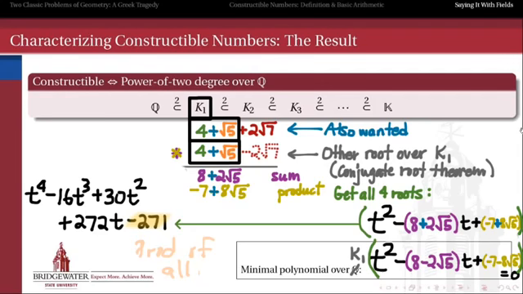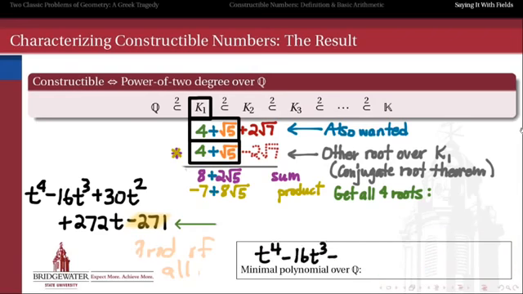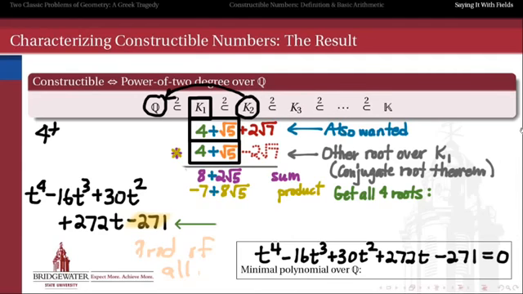But the point is, again, that this is a polynomial with rational coefficients whose solutions, whose roots, are all of our 4 minus radical 5 plus 2 radical 7 and all 3 of its conjugates. And so that, then, is the minimal polynomial equation for those numbers over the rationals. And we can say that this, as an element of k2, has a 4th order over the rationals. So it lies in a quartic extension of the rationals and not a quadratic extension of the rationals.